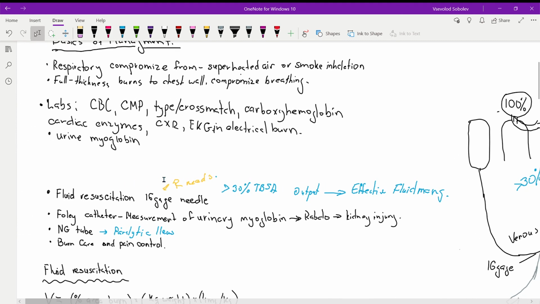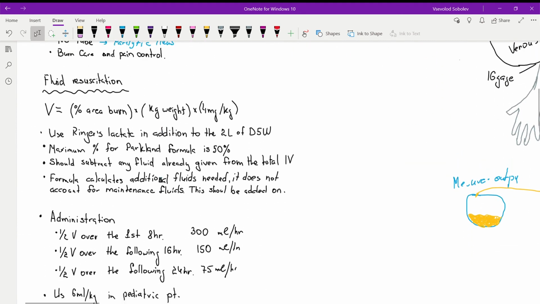So next, fluid resuscitation. In fluid resuscitation, we're going to use this formula: percentage body area burned multiplied by the patient's weight in kilograms, and 4 milliliters per kilogram. And this is called Parkland's formula.